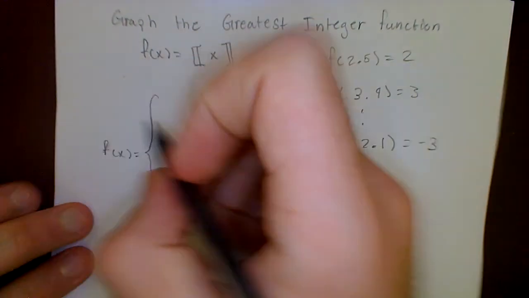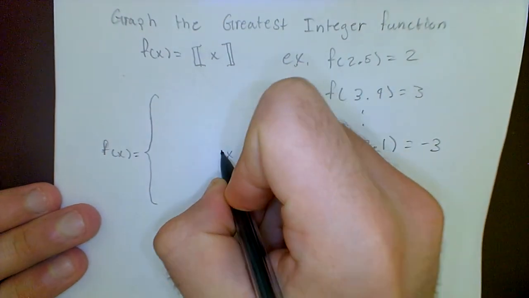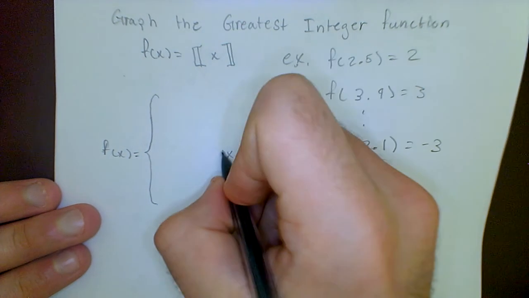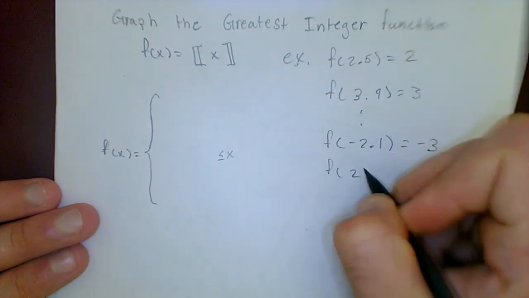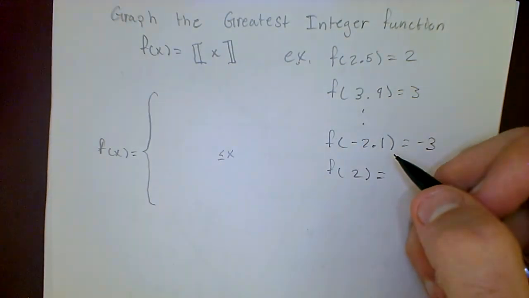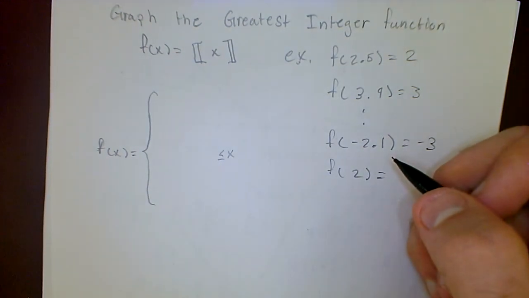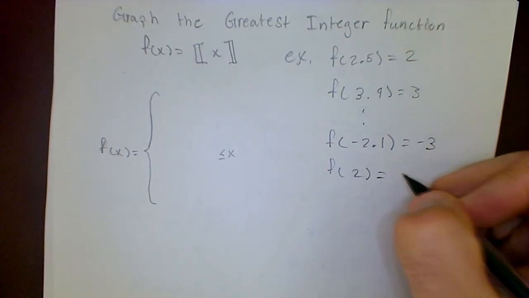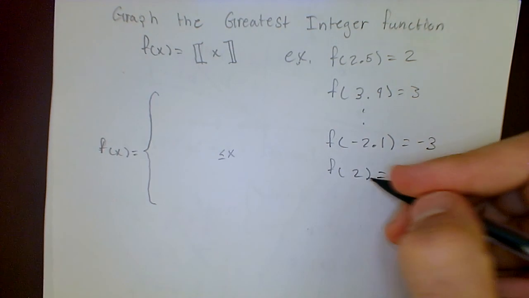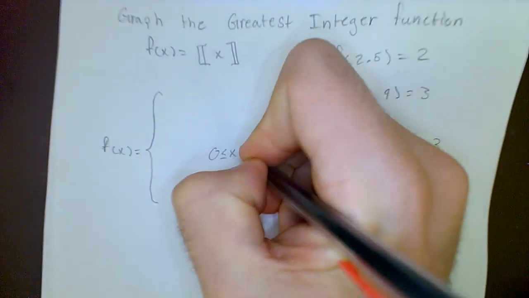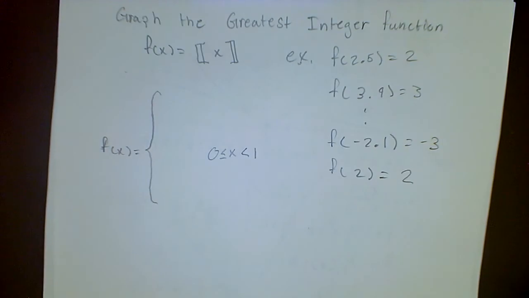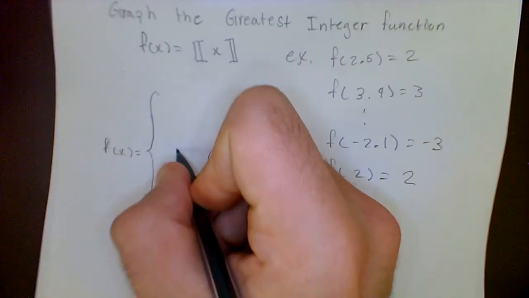But if I'm in between x is less than, oh, and also if we have f of 2, for example, that's just going to be equal to 2, right? So you're still rounding down. So if I'm in between 0 and 1, if I have like 0, 0.2, 0.7, you always round down to 0.